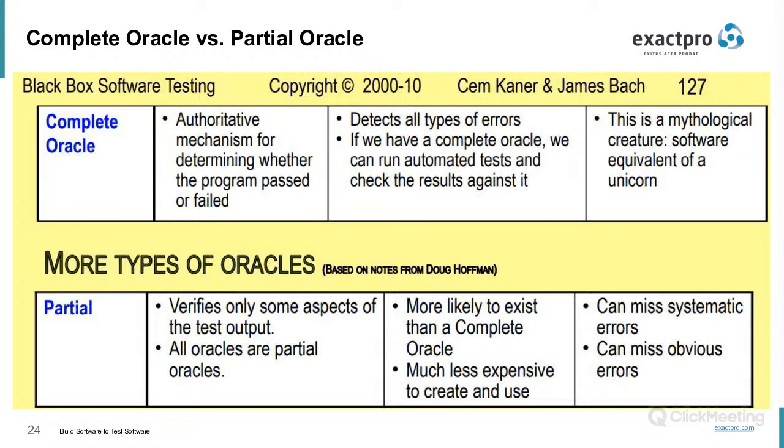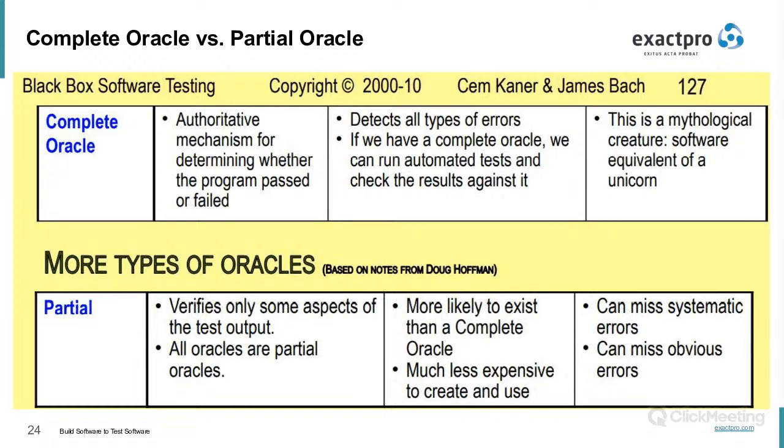A partial oracle, on the other hand, exists. It verifies only some aspects of the test output. This is very important. Any test tool, any test process that we put out there, automated or human, will only verify some aspects. And all oracles are partial oracles.